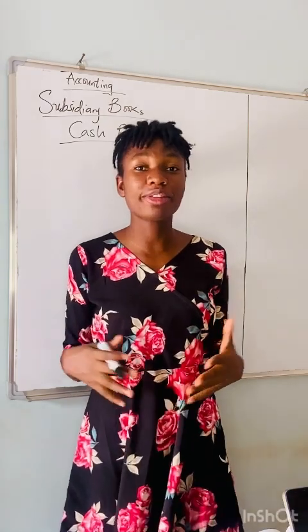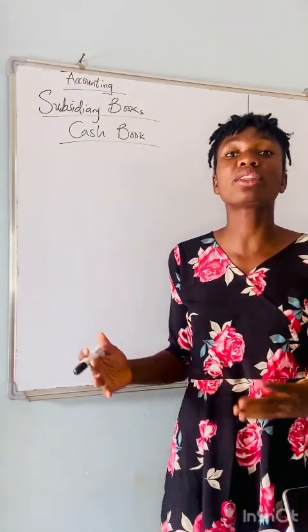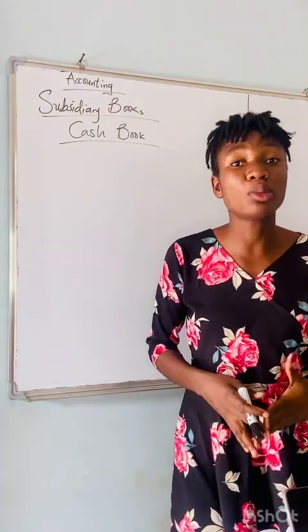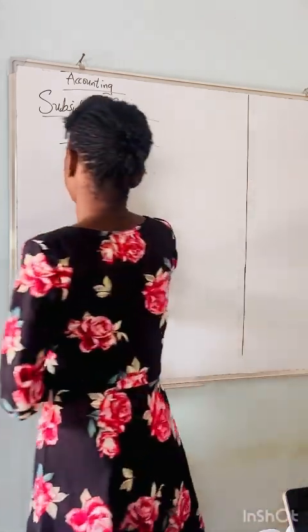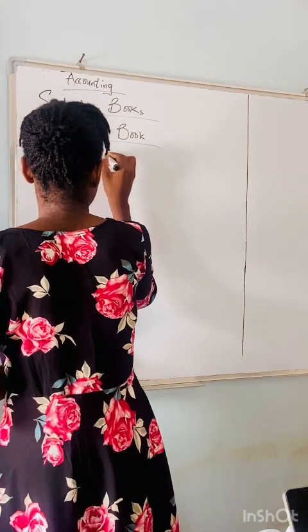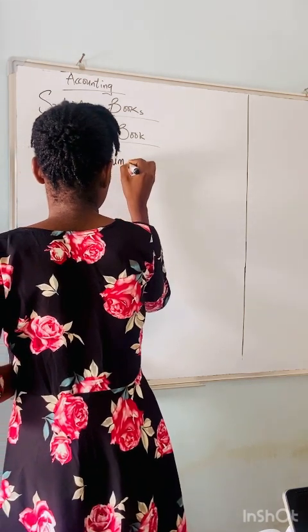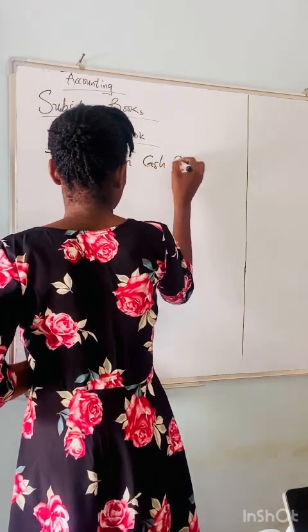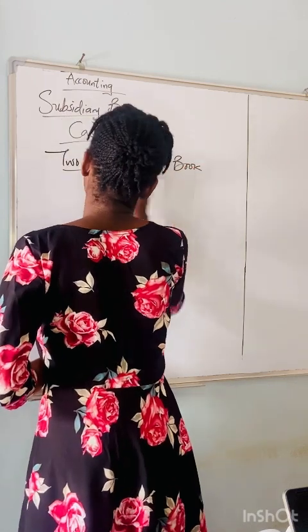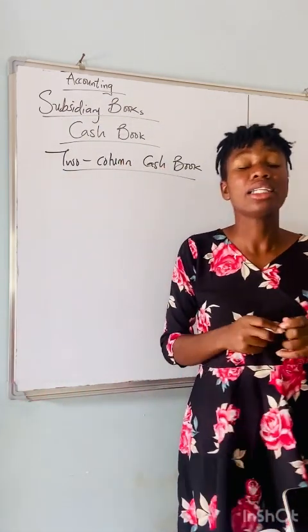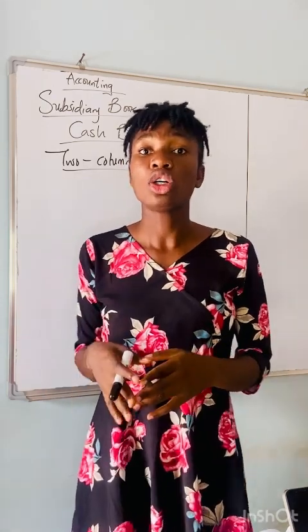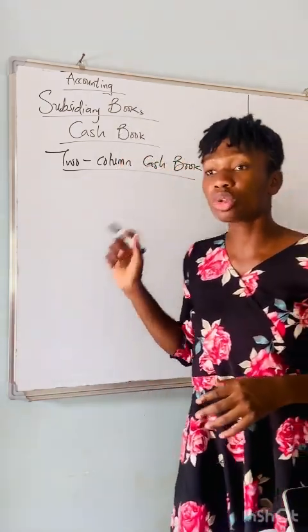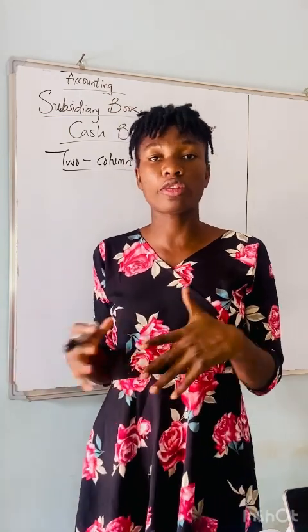We are still on our series on the cash book. In our previous videos, we were able to look at the one column cash book. So today we are going to be looking at the two column cash book. Like I said, in our one column cash book, we only have one column for amounts. So in our two column cash book, we'll be having two columns for amounts.